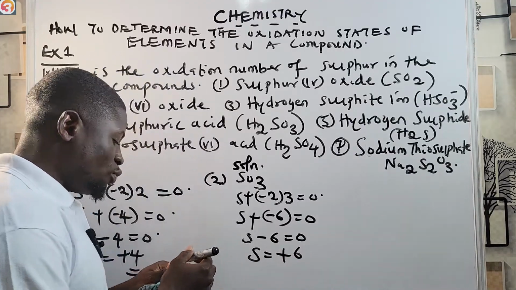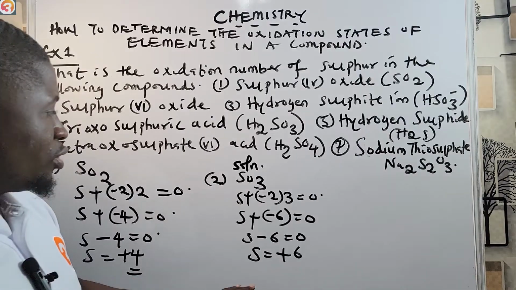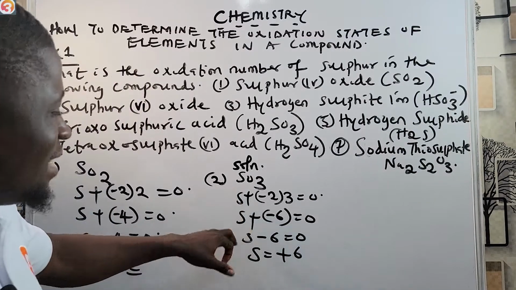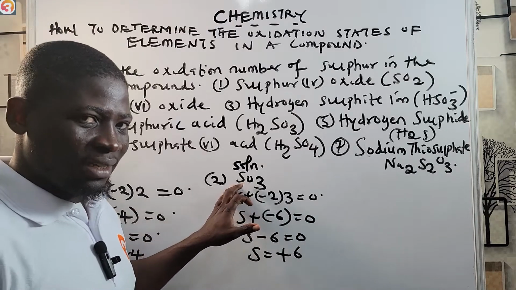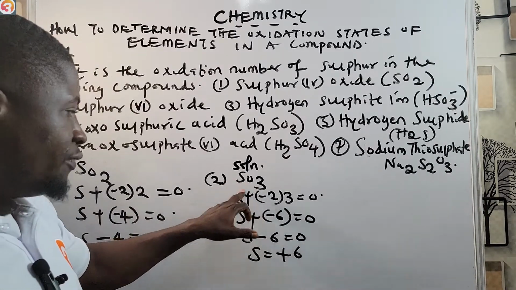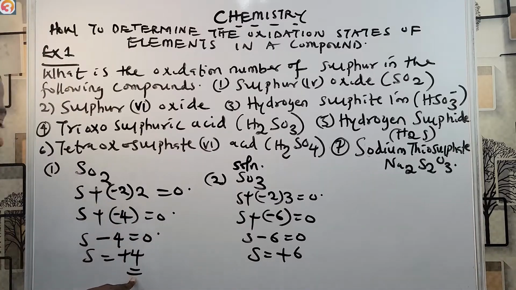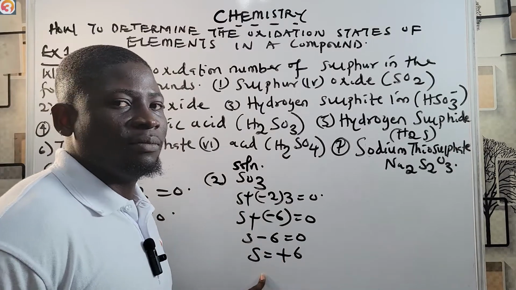That is why the oxidation number of sulfur in SO3 is 6. That's why we call this compound sulfur 6 oxide. Sulfur 6 oxide, sulfur 4 oxide.